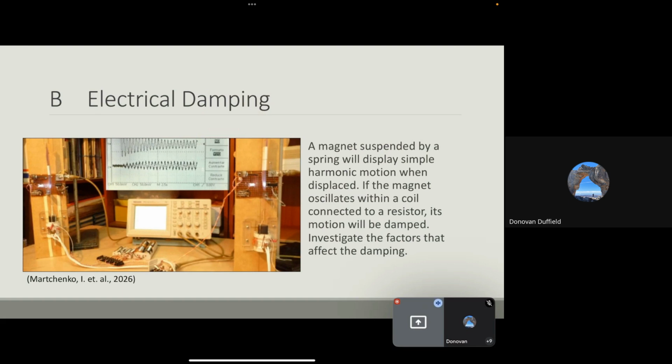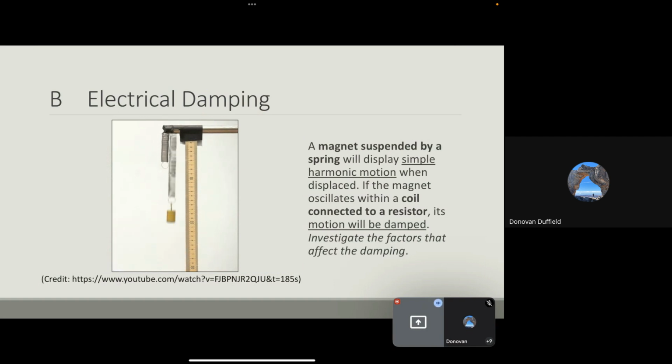So again, let's break this down. What do we need to build? Well, we need to build a magnet suspended by a spring. With this setup, we will observe simple harmonic motion, which is just what you see on the left. You pull the spring, you release the magnet, and then it oscillates up and down. It will keep doing this for a very long time. But if you put the magnet inside a coil connected to a resistor, its motion will become damped, meaning that the motion will peter out and slow down to a steady state. So crucially, you have to investigate the factors that affect the damping.